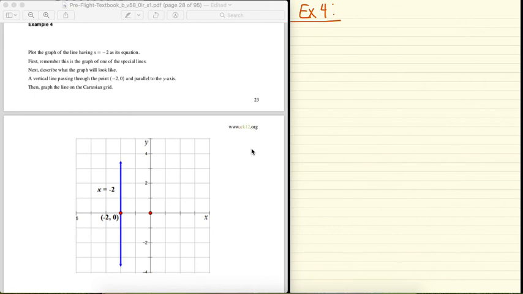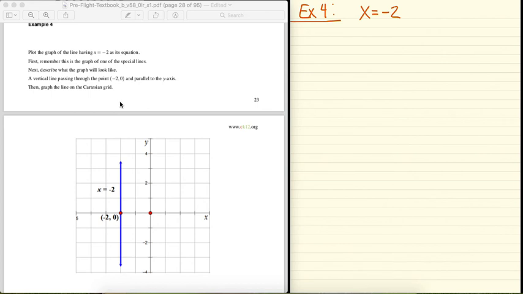All right, here we are with example 4. Example 4 is plot the graph of the line having x equals -2 as its equation. So we have x equals -2. Now, this is not in the form of y equals some number times x, in the way that we've seen in examples 1 through 3. All right, so this one is set up differently.